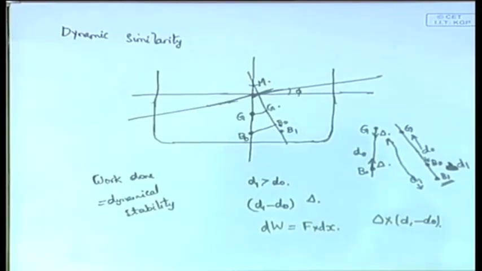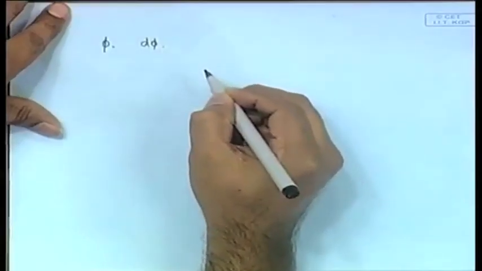Now, if this is clear, we will do a little bit of derivation. Now, suppose that the ship heels through an angle phi, or theta. Let us do phi itself. So if the ship heels through an angle phi, we assume one additional thing: it heels by a small additional amount further, d phi. Initially it is heeled at an angle phi.